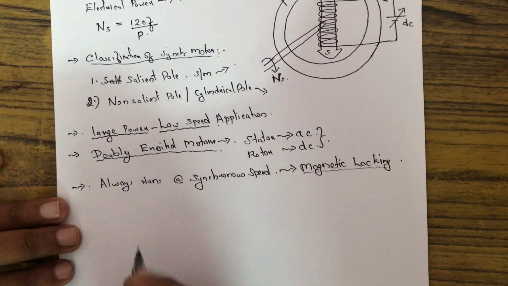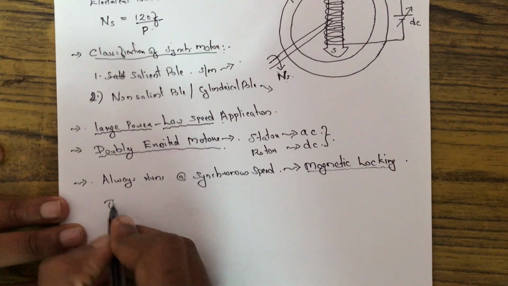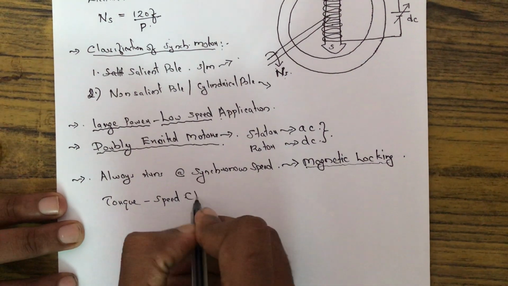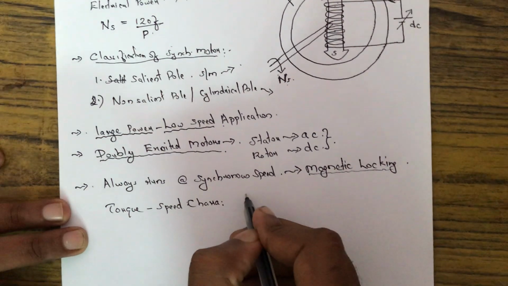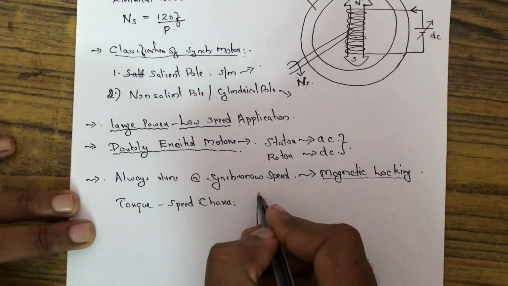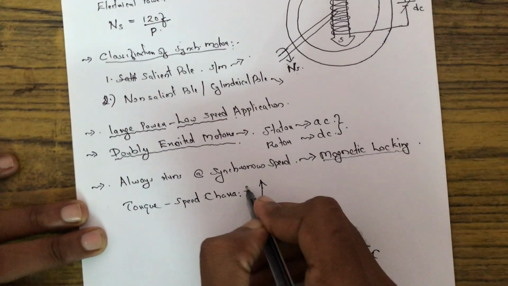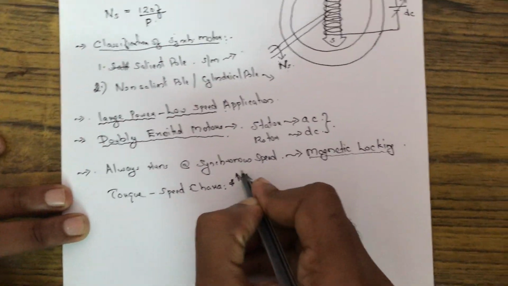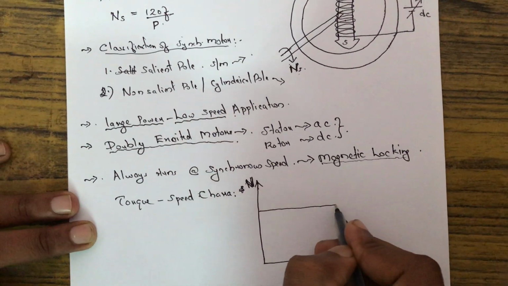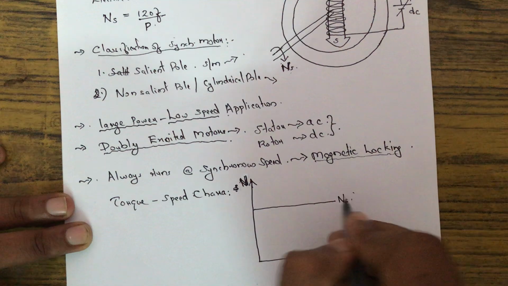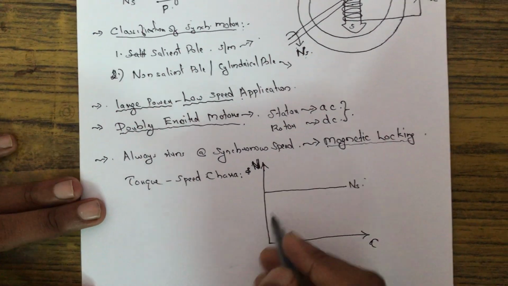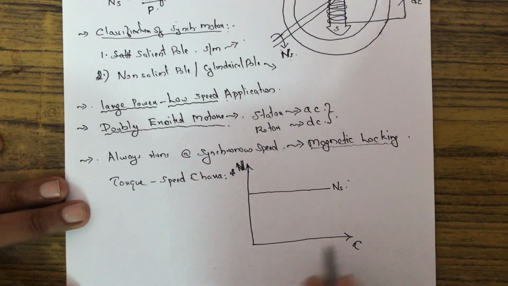This synchronous motor will always be running at synchronous speed due to the magnetic locking between the stator and the rotor. And if we draw a torque-speed curve, speed is represented with N. The speed will always be a constant speed of Ns, right? So the torque-slip curve will be like this. The speed will always be constant for all torque.